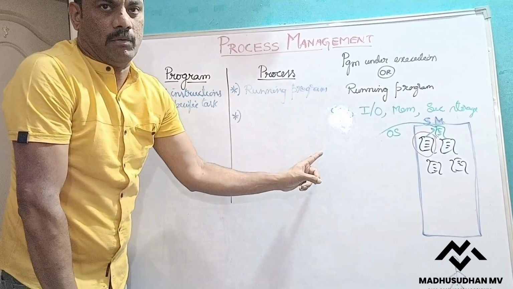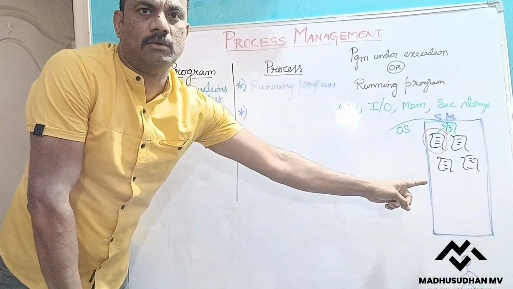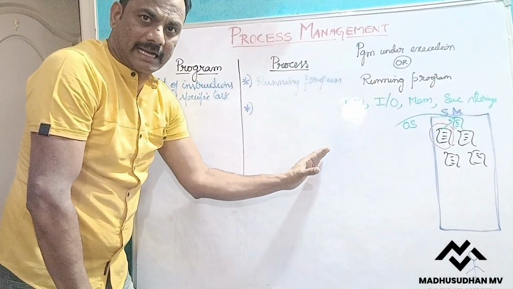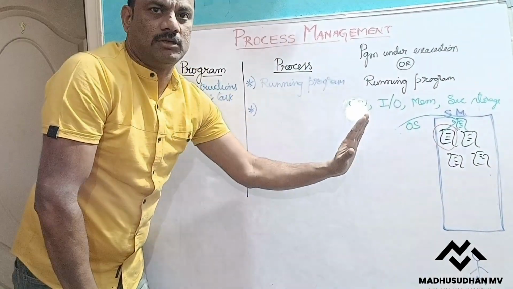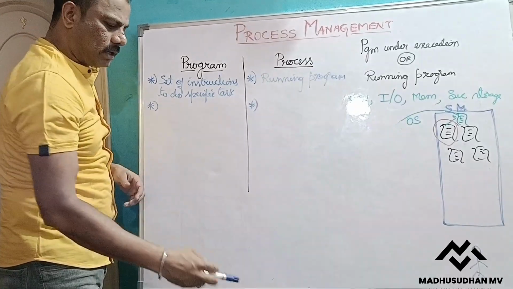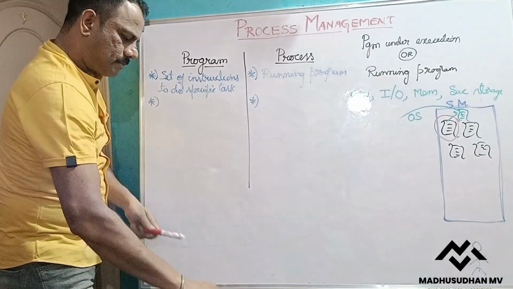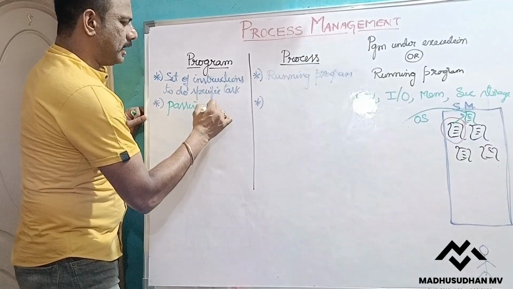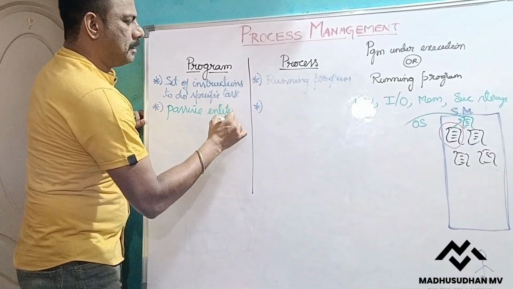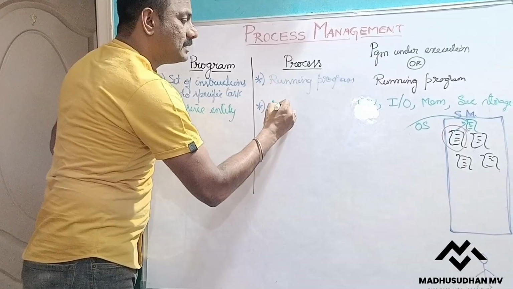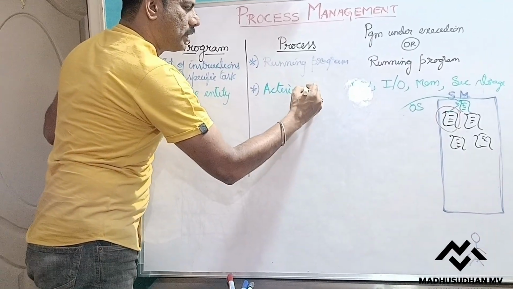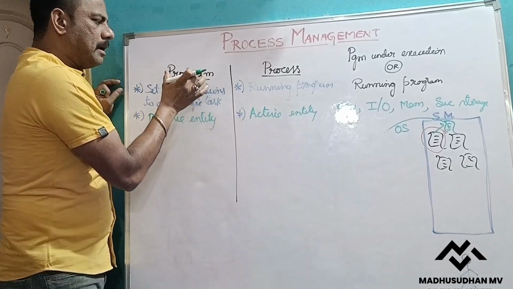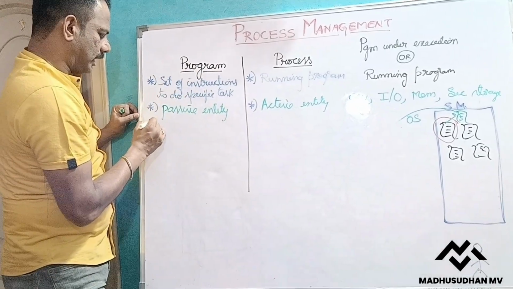That is the active one, and the remaining are passive. The one song which we played is the only active one, and the remaining are passive. So a program is a passive entity, whereas a process is an active entity, because it is playing, it is executing. So a process is an active entity. And a program is a passive entity.